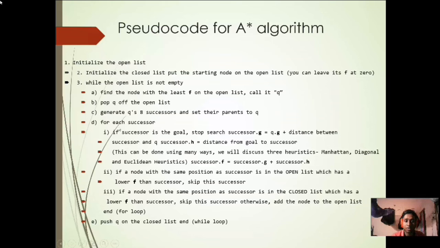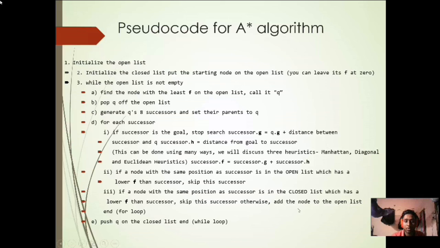For each successor we will run a for loop, and if the successor is found to be the goal, then we will stop the search, and then we will find the distance using the Manhattan formula as I have discussed in the previous slide. Now if a node with the same position as the successor is in the open list with a lower value of f than the successor, then we will skip this successor. Now if a node with the same position as the successor is in the closed list with a lower value of f of n than the successor, then also we will skip the successor.